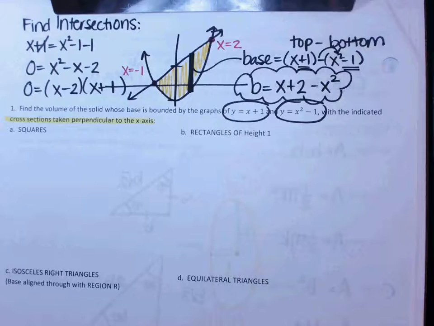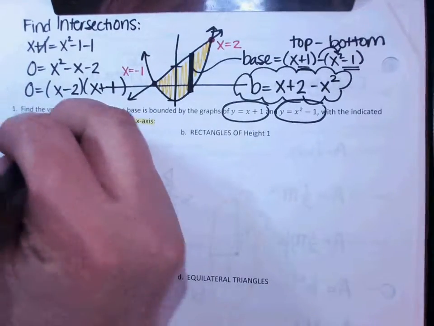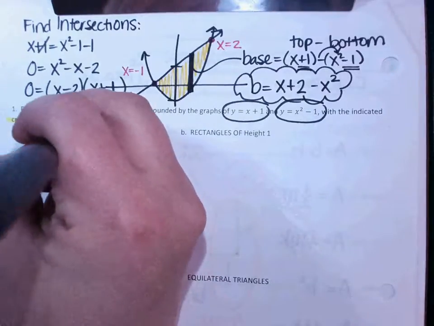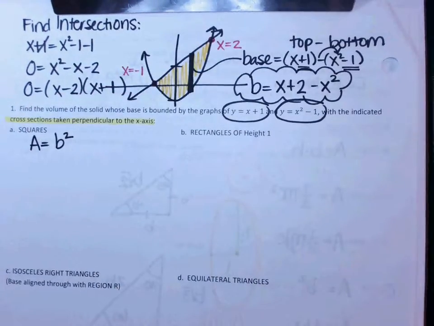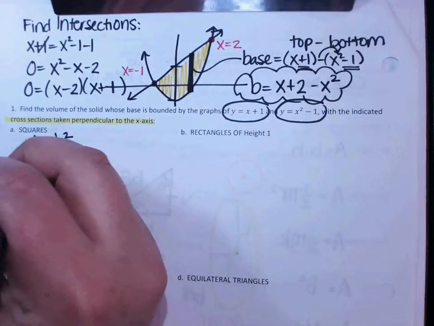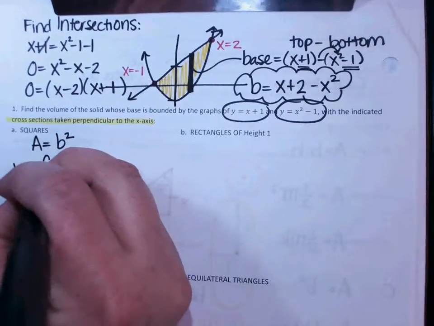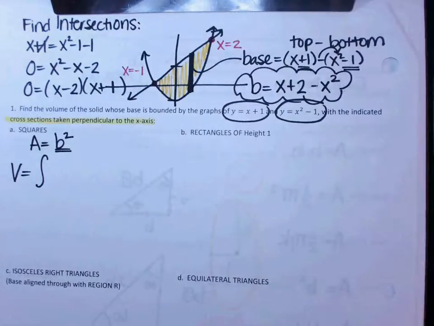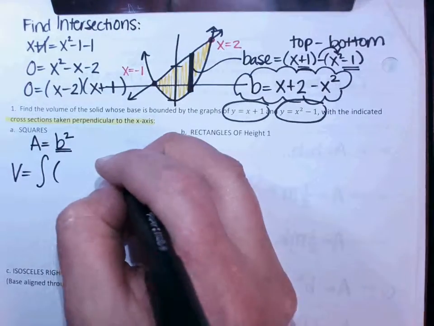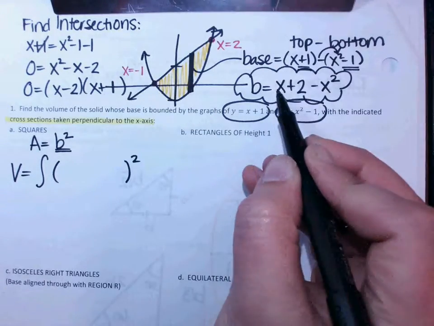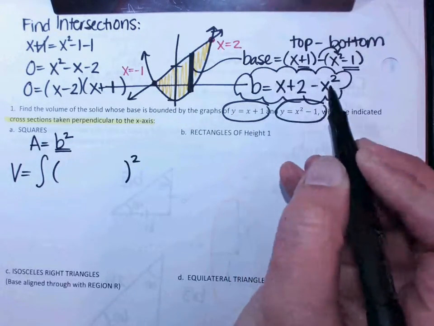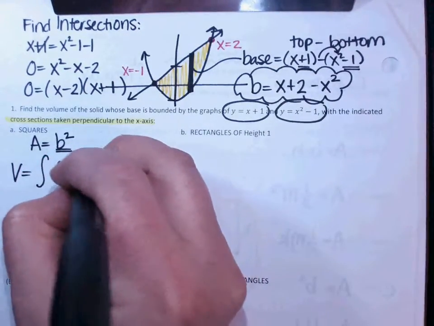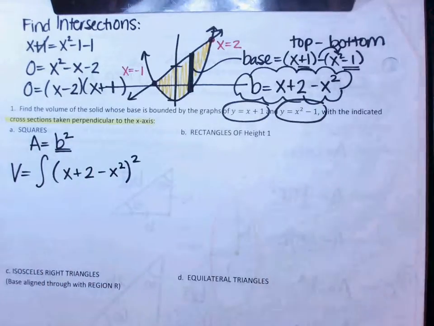So the first one is a square. This is the easiest one. How do you find the area of a square? Base squared. And how do I get from area to volume? Volume is the integral of area. But what is my base if I want to square it? We just wrote it right here. What's my base? x plus 2 minus x squared.